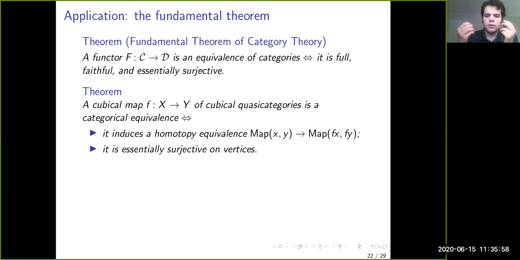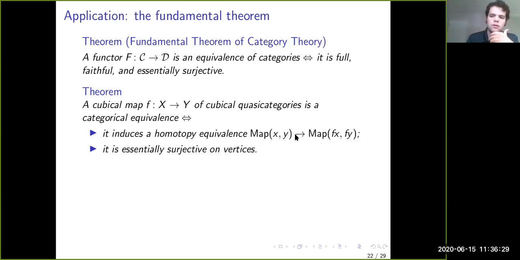So our analog of that is, well, in a cubical quasi-category, we can define a concept of a mapping space between 2 vertices. So a map of cubical quasi-categories is a categorical equivalence if and only if, first of all, it induces a homotopy equivalence on each of these mapping spaces between vertices. So these will be cubical Kan complexes. So we're dealing with homotopy equivalence in the Grothendieck model structure.